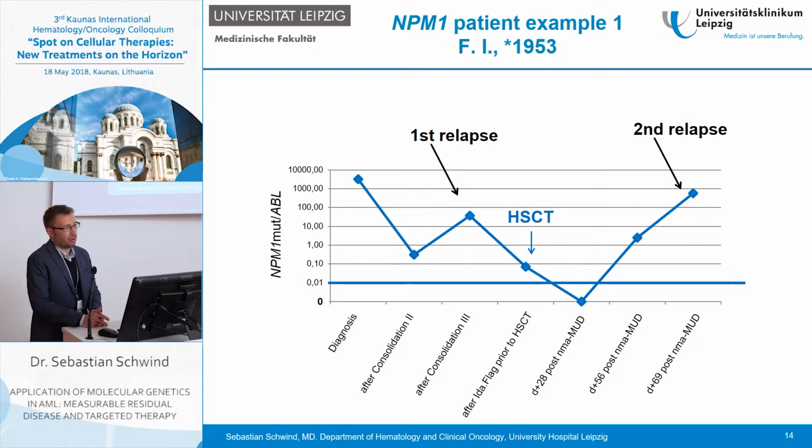We can also follow the NPM1 mutation burden during disease course. So we can look at the mutation burden at time point of diagnosis and then during disease course. And here I brought you an example of the NPM1 mutation burden of a patient that basically got diagnosed with a very, very high burden. It was lower after induction and consolidation therapy. He then experienced a first relapse, then had a salvage chemotherapy, and finally an allogeneic stem cell transplantation, where at day 28 post the transplantation he was the first time negative for NPM1 mutation.